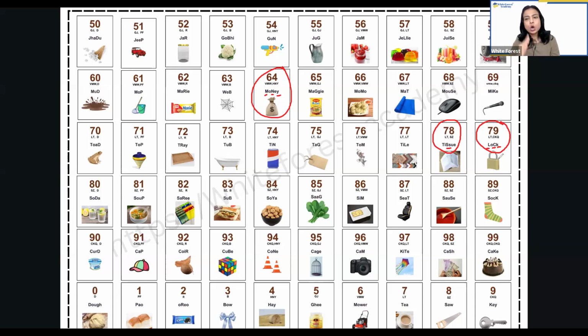L and K, law, K. It is not law, K, K. T and sir, it is tissue. Sir has become tissue, but it's not sir, sir, su. No. So it is 78.